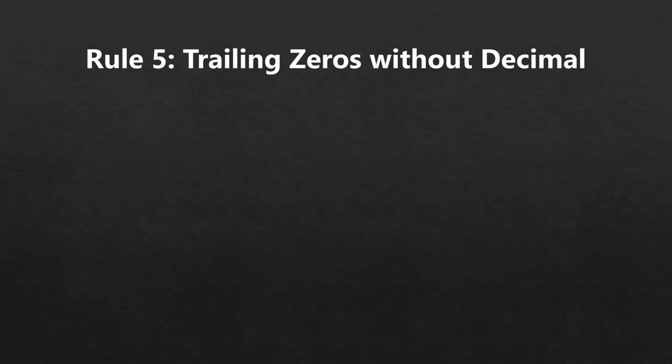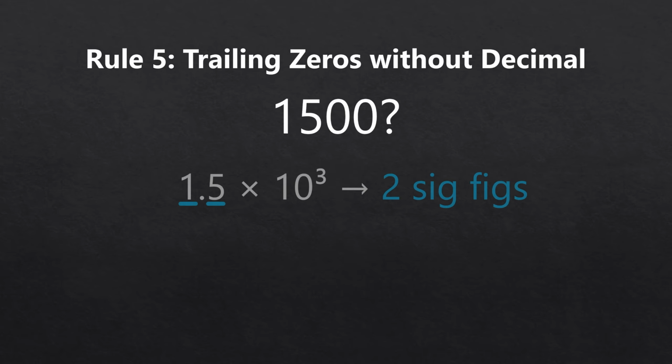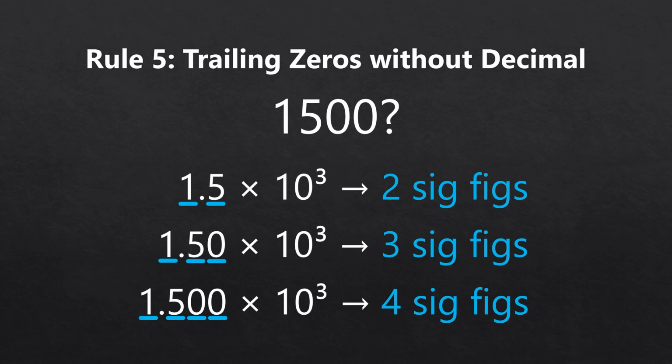If there is no decimal, trailing zeros are ambiguous. 1500 could mean 2, 3, or 4 sig figs. To be clear, always use scientific notation.